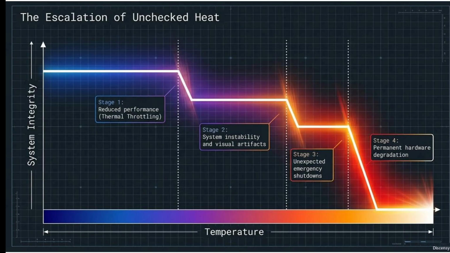The system suddenly stops, laptops crash, the operating system crashes. So these types of situations are considered stage three. And stage four results in permanent hardware degradation. These stages correspond to how high the temperature is. As the temperature increases, the effect on the system increases, first on the software and next on the hardware.